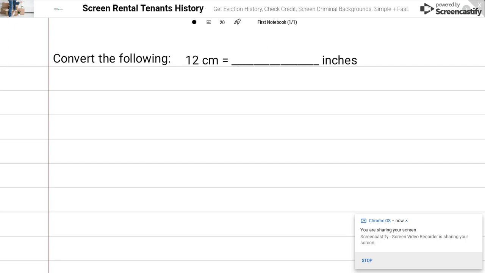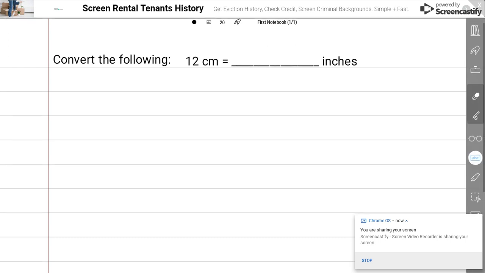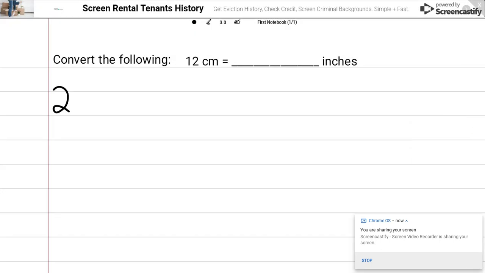So first thing we need to know is, well, how many centimeters are there in 1 inch? And the answer for that is actually a decimal. So there are actually 2.54 centimeters in 1 inch.